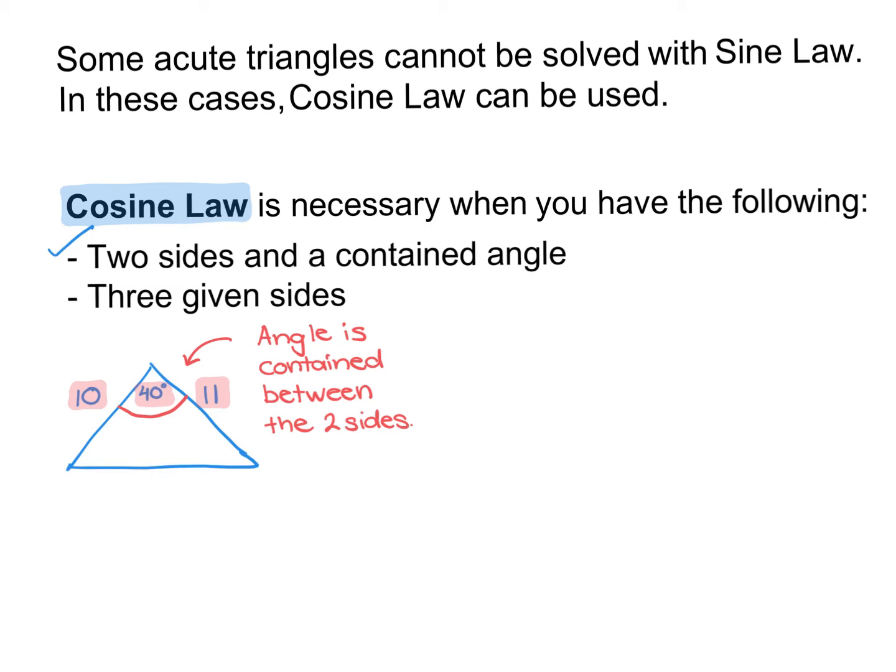Now, another reason why you might have to use the cosine law is when you are given a triangle that has three sides. So for example, in this triangle right here, we've been given 1, 2, and 3 sides all together. So in this case, we would also have to use the cosine law.